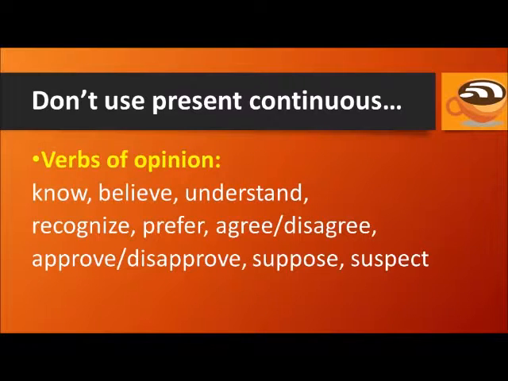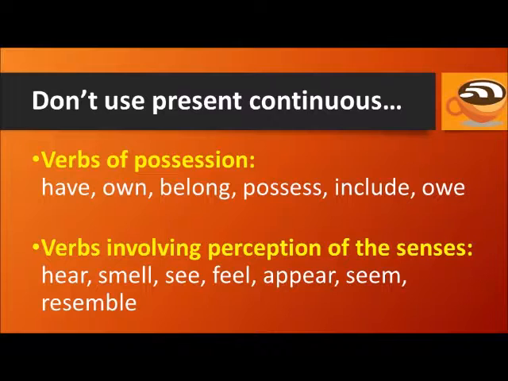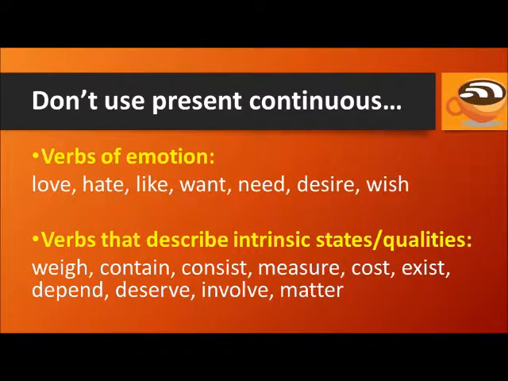They tend to include verbs of opinion, like know, believe, understand, recognize, prefer, agree and disagree, approve and disapprove, suppose and suspect. Verbs of possession, like have, own, belong, possess, include, and owe. Verbs involving perception of the senses, like hear, smell, see, feel, appear, seem, and resemble. Verbs of emotion, like love, hate, like, want, need, desire, and wish. And verbs that describe intrinsic states or qualities, like weigh, contain, consist, measure, cost, exist, depend, deserve, involve, and matter.